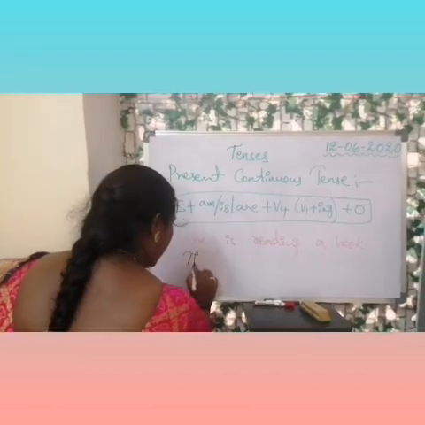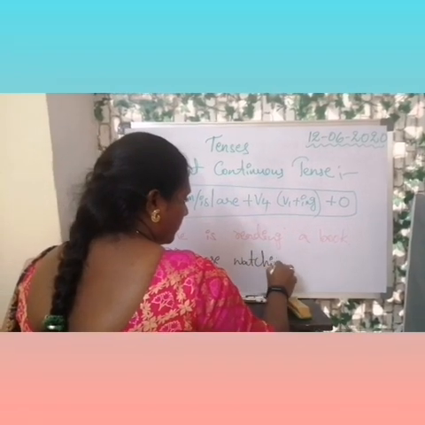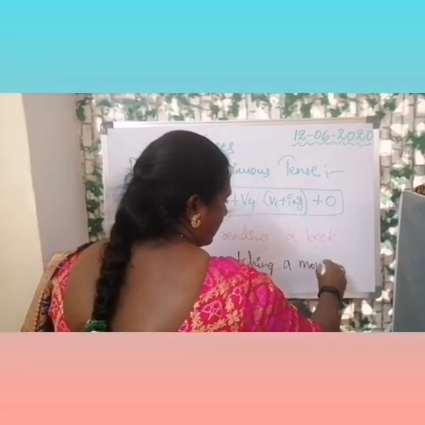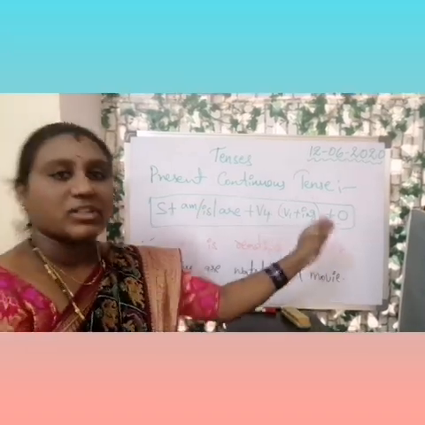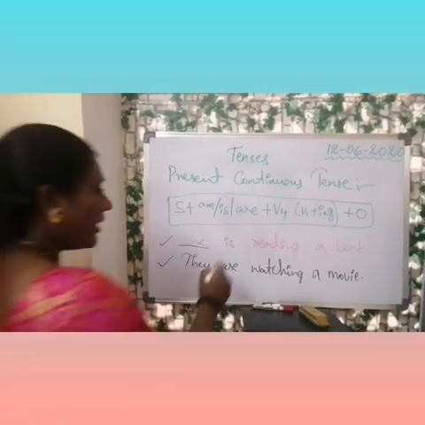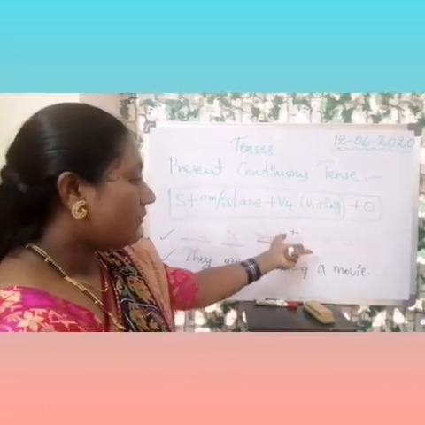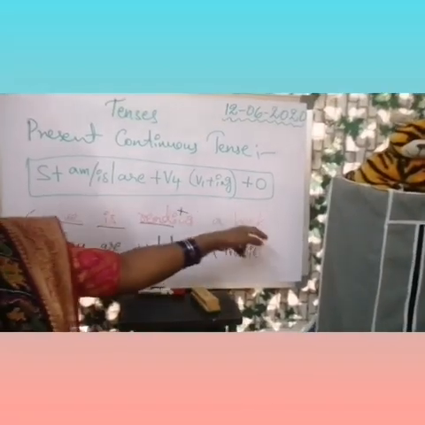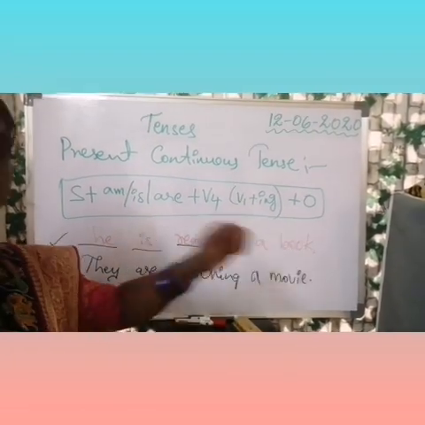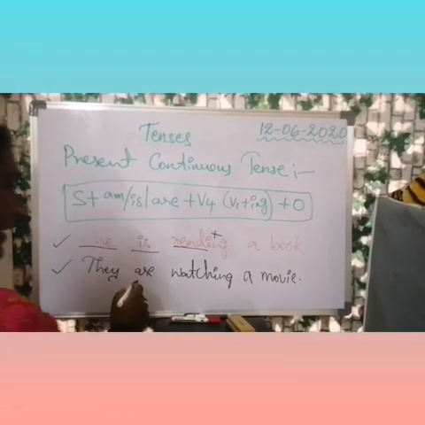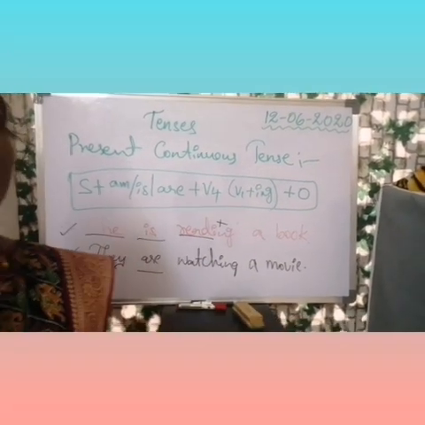And they are watching a movie. Here we can observe: she is reading a book. She is the subject, is is the helping verb, read plus ing, that means base verb plus ing, reading is the verb form, and a book is an object complement. In the second example, they are watching a movie. They is the subject, are is the helping verb, watching is the verb form, and a movie is an object complement.